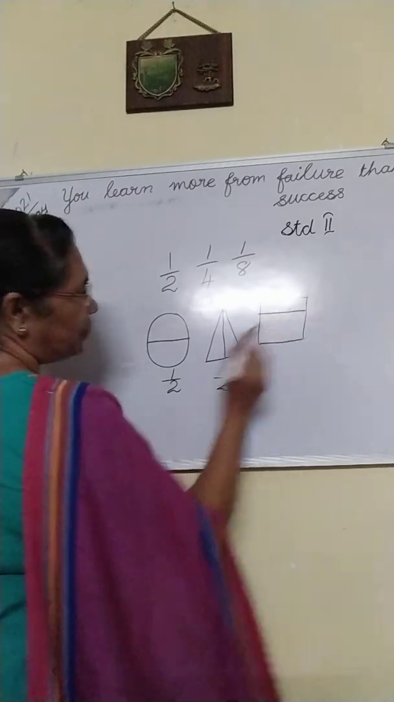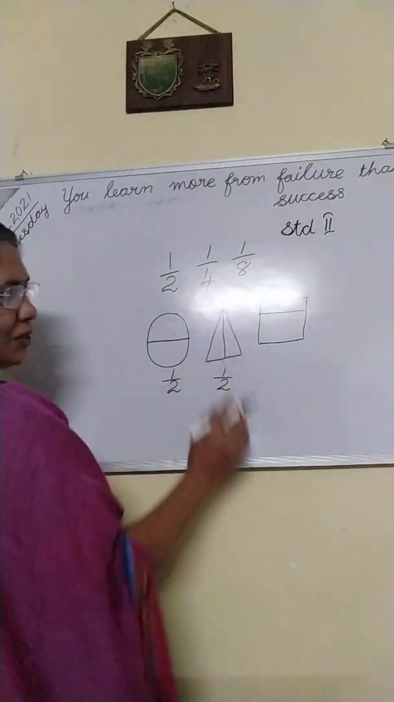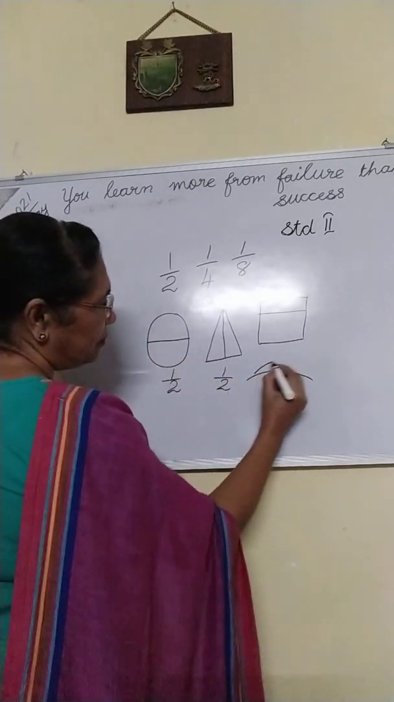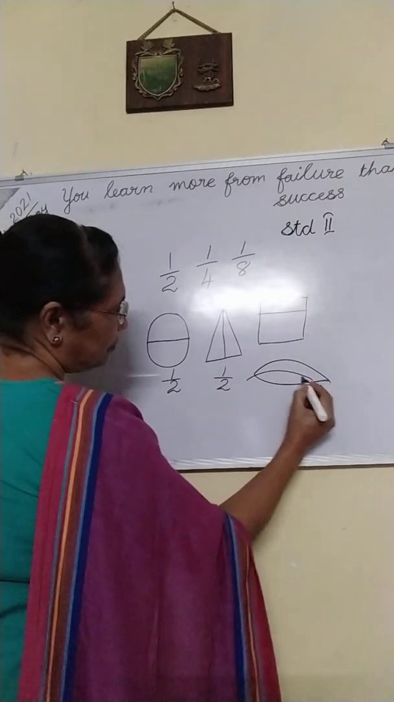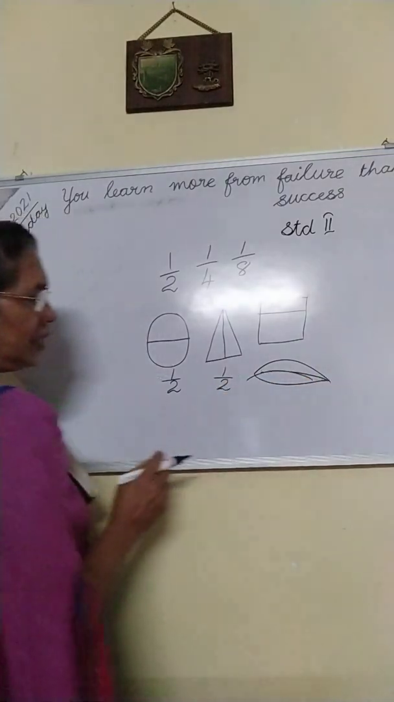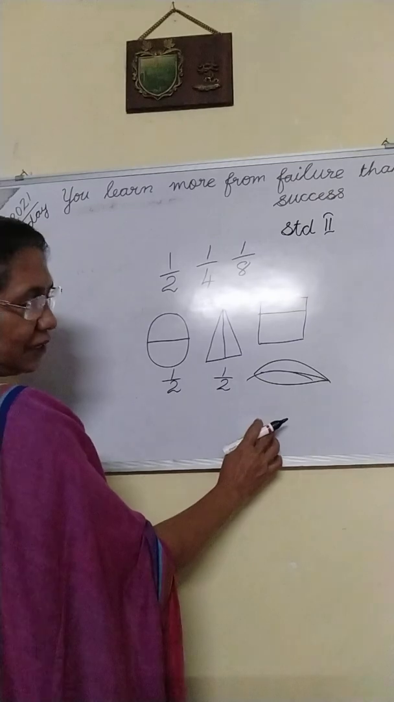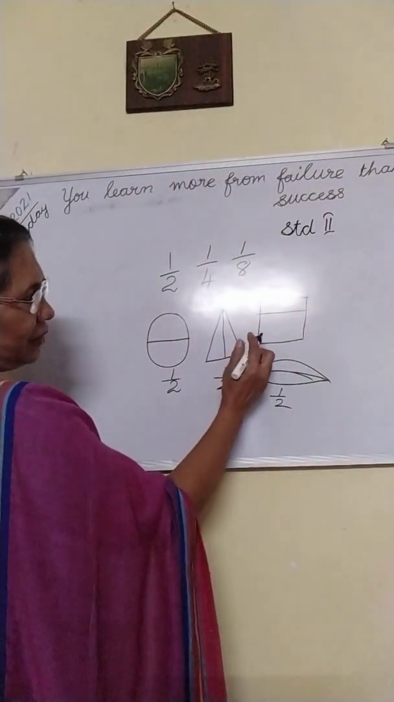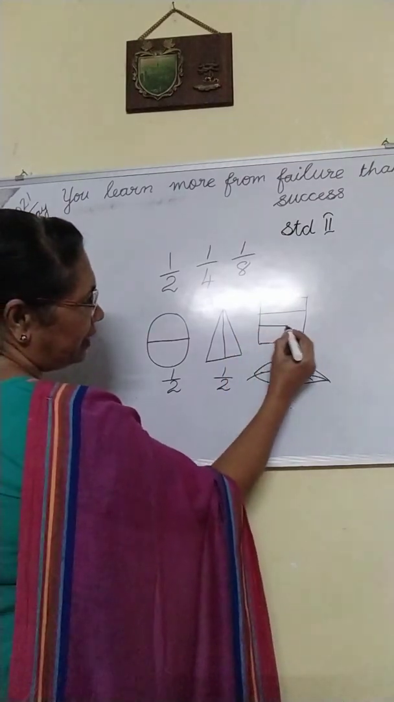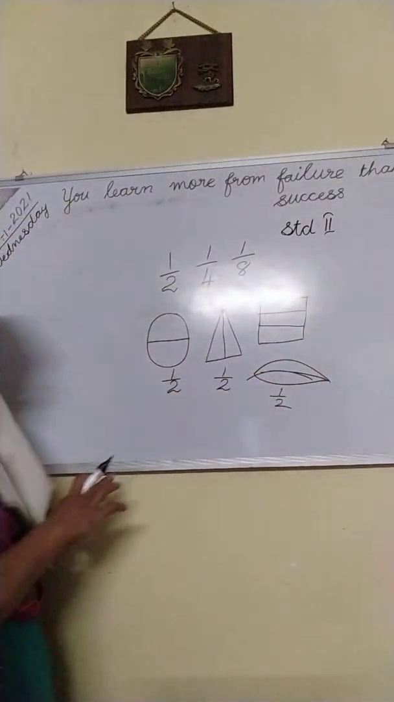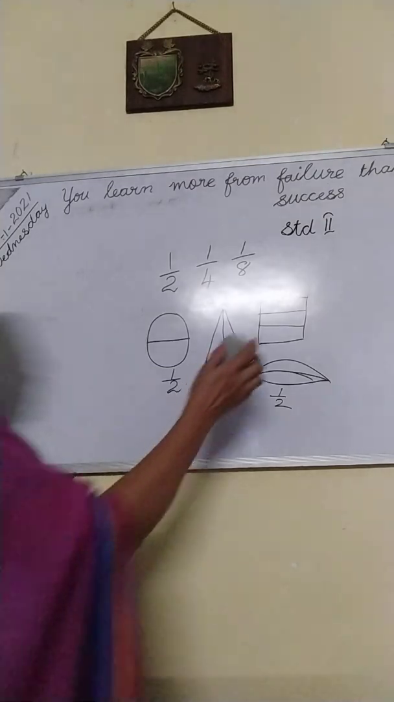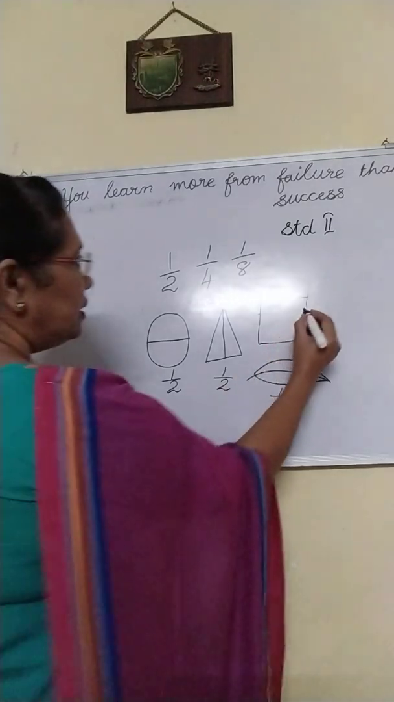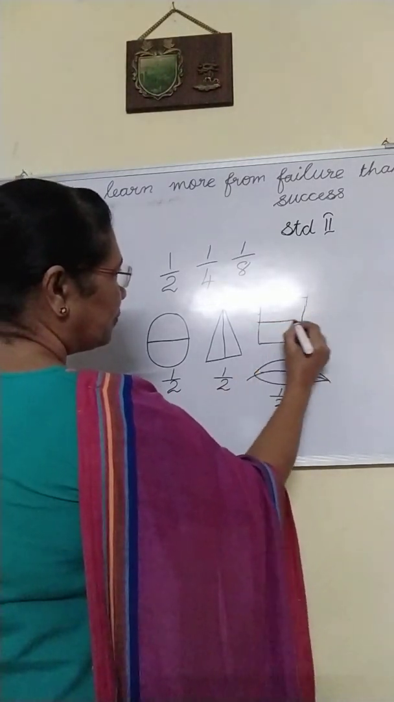Now, is this half? No, this is not half. But these two are halves. Now, let me see. Yes, these two are also half, 1/2. This is also half. But this is not half. Only if you draw the line here, it becomes half. So you have to take off that line. Now, this figure shows half.